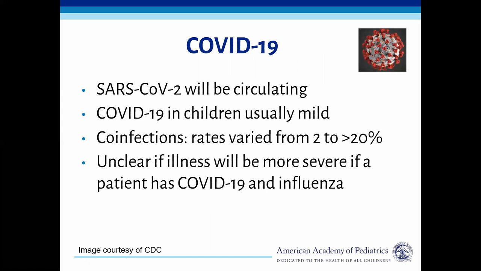It is definitely going to be circulating at the same time that influenza is circulating. We know that COVID disease is generally mild in children. We also know that co-infections with COVID have varied dramatically. In some studies, as little as 2%, but in other studies, more than 20%. And in one study, more than 50%. So co-infections vary. So just because you have influenza doesn't necessarily mean you don't have COVID. But again, the influenza for children is probably going to be the more severe disease. What we don't know is if you have both viruses, will your illness be more severe? Next slide.